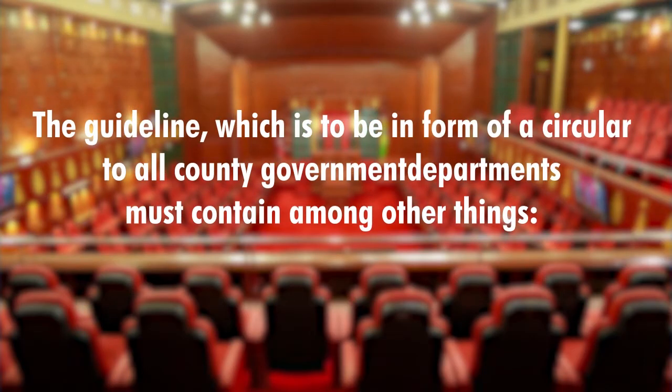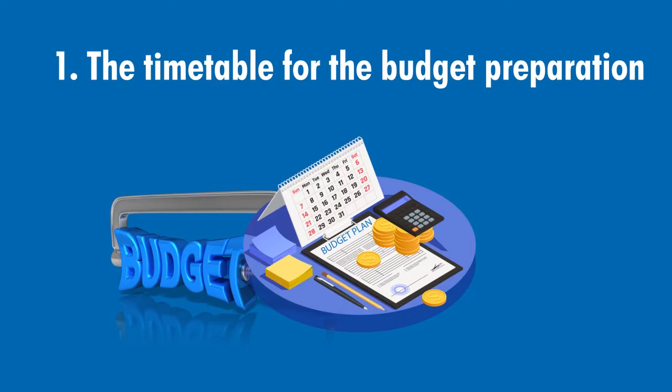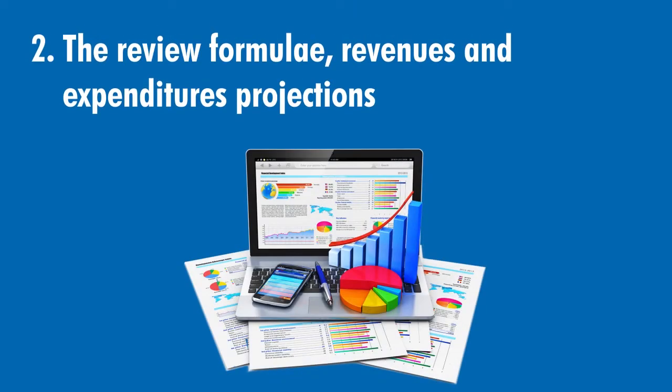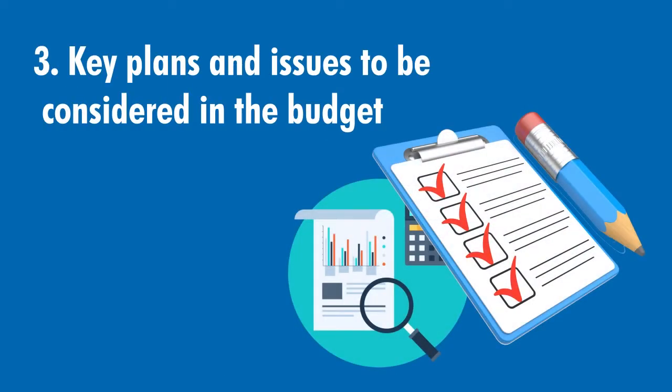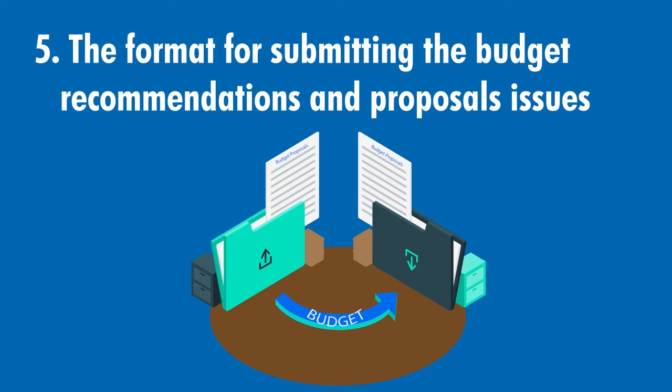The guideline that comes in form of a circular to all county government departments must contain, among other things: 1. The timetable for the budget preparation. 2. The review formula, revenues and expenditures projections. 3. Key plans and issues to be considered in the budget. 4. How public participation would be carried out and the format for submitting the budget recommendations and proposal issues.